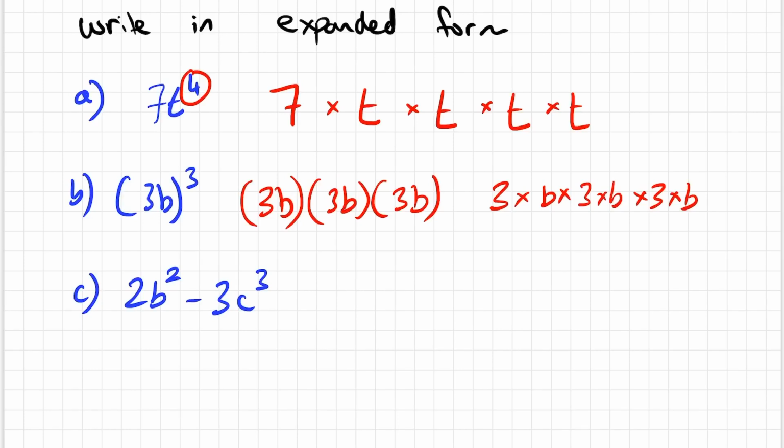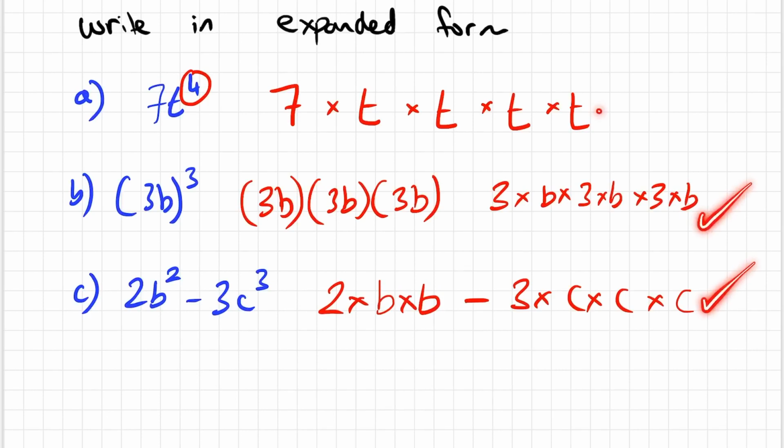Let's see if part C, you got this right. In expanded form, it would be 2 times b times b, and then we've got minus 3 times c times c times c. So check if you got that right, and if you did, give yourself a little tick.